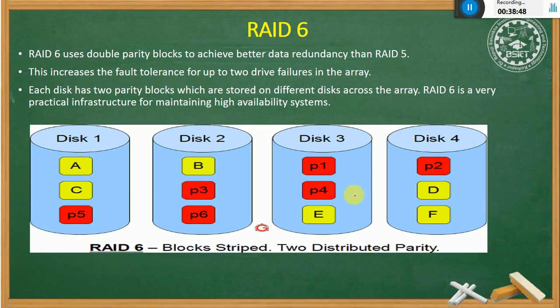Last, RAID level 6. RAID level 6 has 4 data disks. It has a double parity block for every individual distributed block. Okay, it is a double parity block for an individual disk. So this increases the fault tolerance. Each disk has 2 parity blocks which are stored on the different disks according to the block striped into the disk.